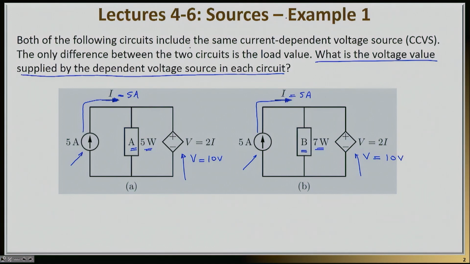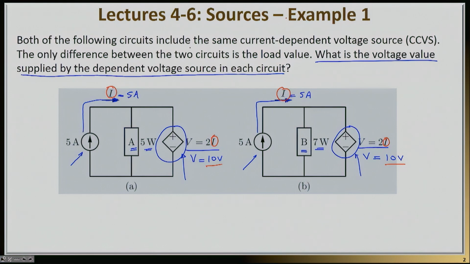So this is an interesting example because I have a dependent source in here and in here. The mathematical expression for that dependent source is the same, V equals 2I. The controlling variable, meaning the current I, is the same current that flows in the circuit, and the value of the voltage ends up being the same, 10 volts in both of them.